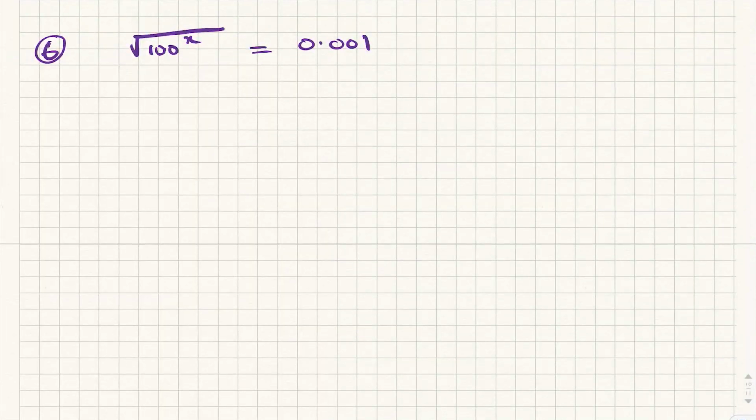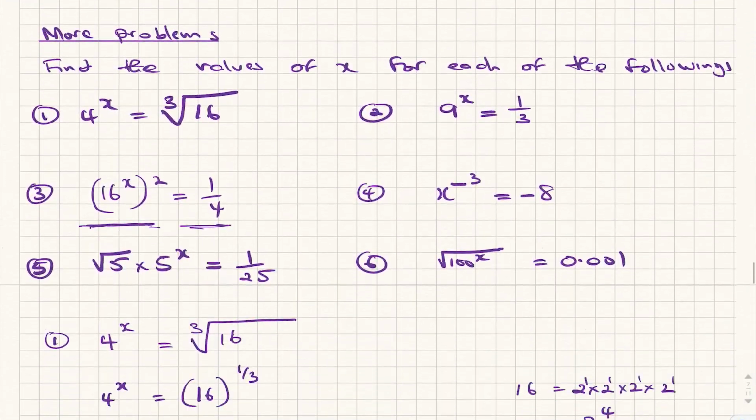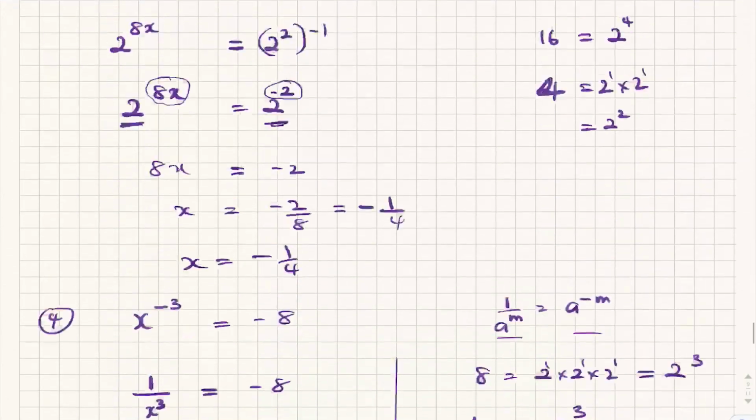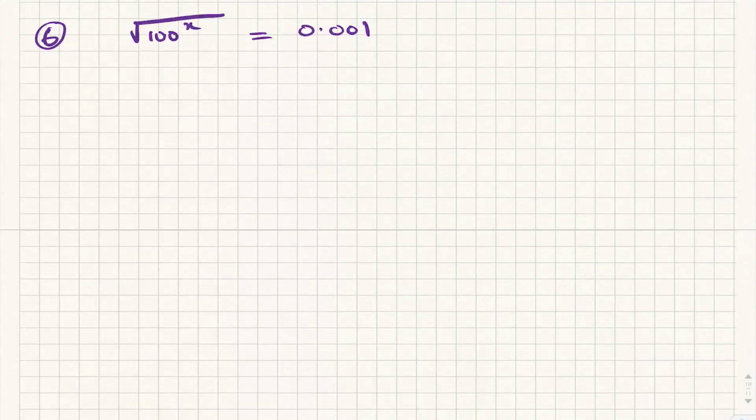Right, the final question from this problem is question number 6. If I zoom up here and look at question number 6 again, it is root of 100 to the power of x equals 0.001. So now let's solve that problem. Again, it's all the things we already know, so we're just going to apply that. But there is some trickiness here. First of all, the trickiness is 0.001.